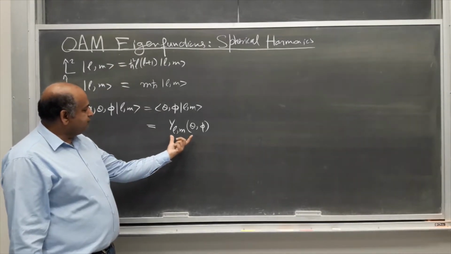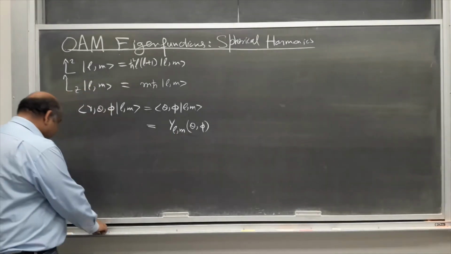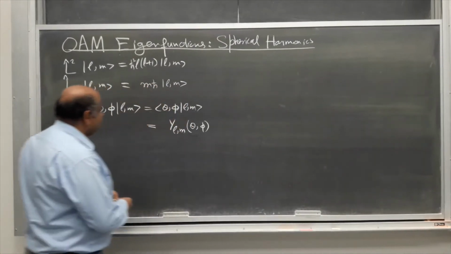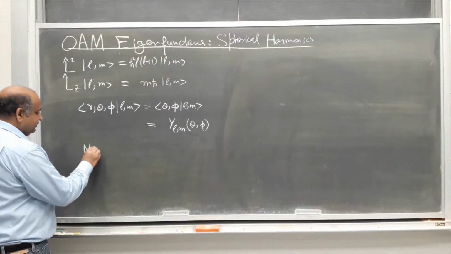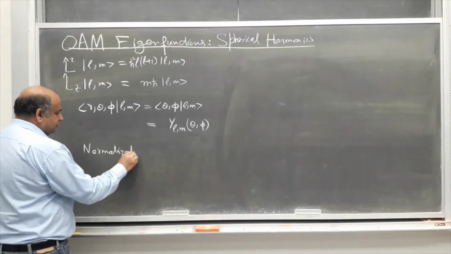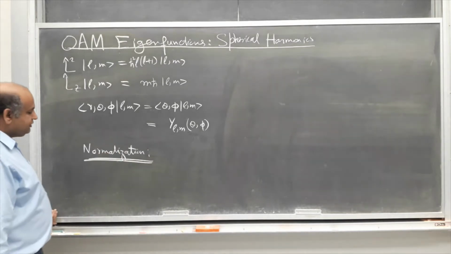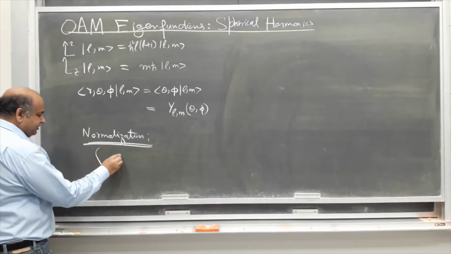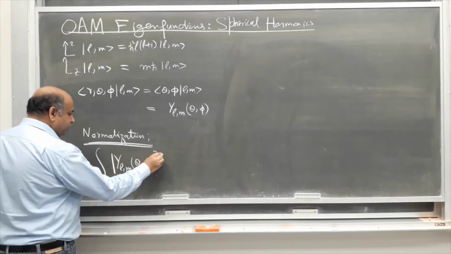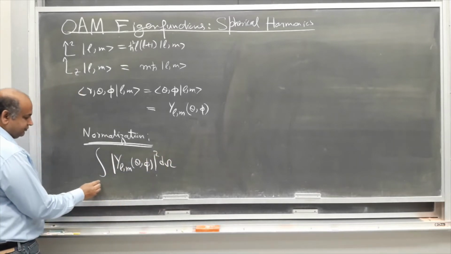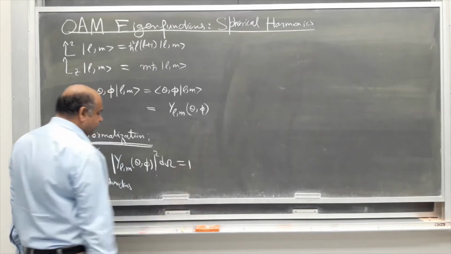Now, before I go on to find these eigenfunctions of these operators, let me briefly discuss the normalization requirement of this wave function. The normalization that we require for this eigenfunction can be stated as: Y_lm(theta, phi) mod squared, integrated over solid angle in all directions, should be equal to 1.